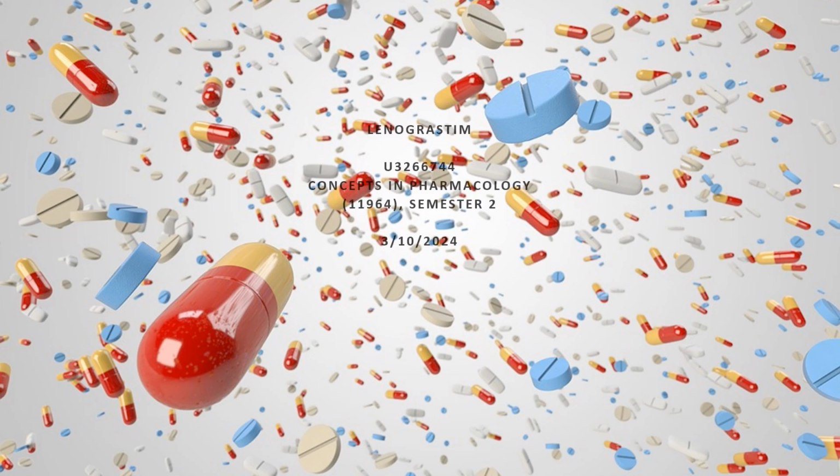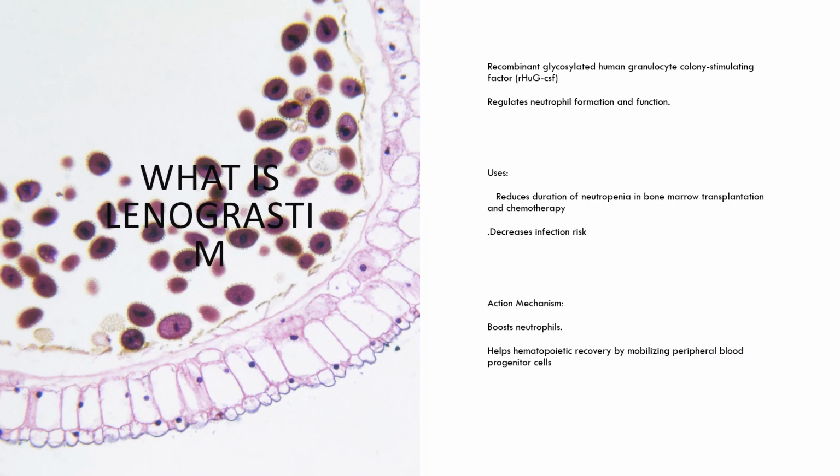Hey everyone, today we are talking about lenograstim. Lenograstim is a recombinant glycosylated human granulocyte colony stimulating factor that primarily regulates the formation and function of neutrophils. It is used to shorten the duration of neutropenia and lower the risk of infection in patients receiving cytotoxic chemotherapy or a bone marrow transplant.